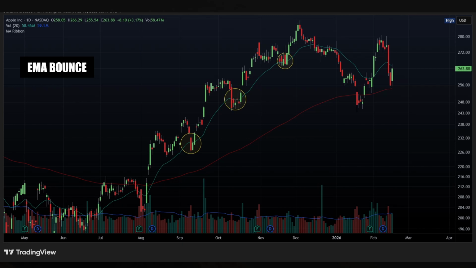Here's how it works step by step. First, trend identification. Price must be clearly trading above the 150 EMA. That confirms that long trend is bullish. Next, we wait for the pullback. We want price to drop back down to retest the 22 EMA support line. The trigger is critical. We don't just buy the moment it touches the line. We wait for a rejection candle.